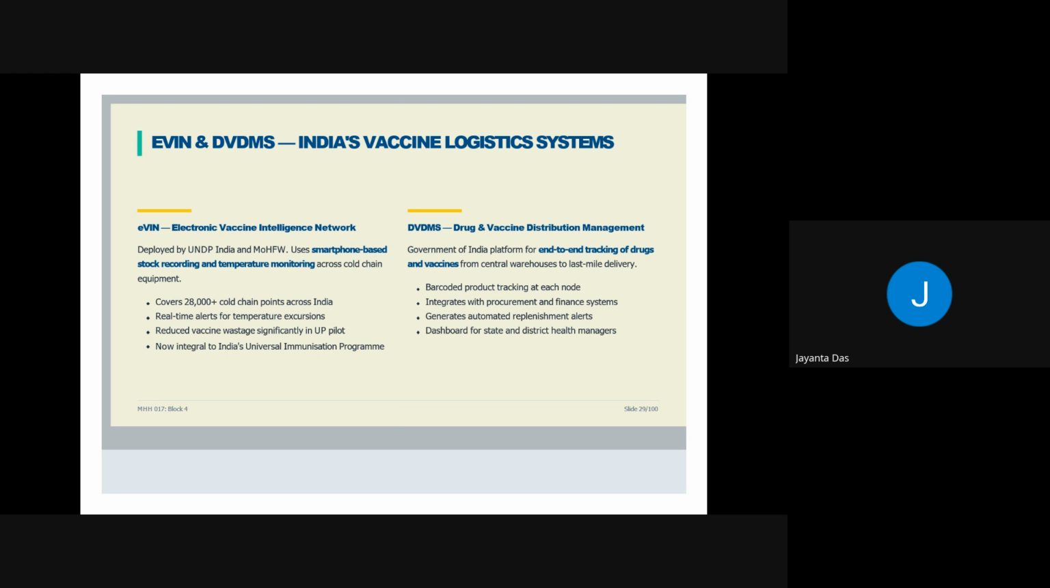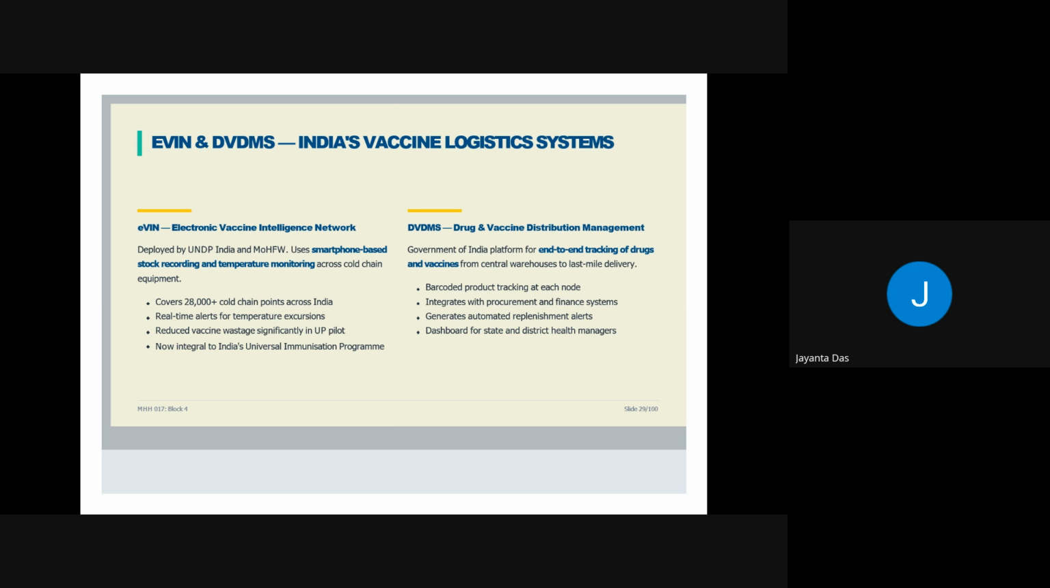Real-time alerts for temperature excursions, whensoever there is any disruption in electricity supply or cold chain machinery, immediately they will start sending alarms. It reduced vaccine wastage significantly in UP when this pilot project was done, and now it is integral to India's Universal Immunization Program (UIP). So it has become one of the most crucial components for the whole Universal Immunization Program.